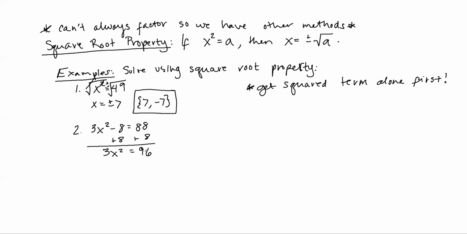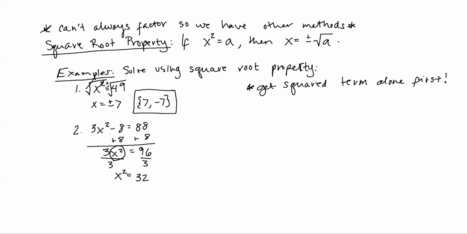And now one thing to be careful with here is what is being squared. In this case, there are no parentheses. If we had parentheses right here, then the squared term would be alone. But because there are no parentheses, the only thing being squared is this x. So I'm going to go ahead and divide both sides by 3. So we get x squared equals 32.